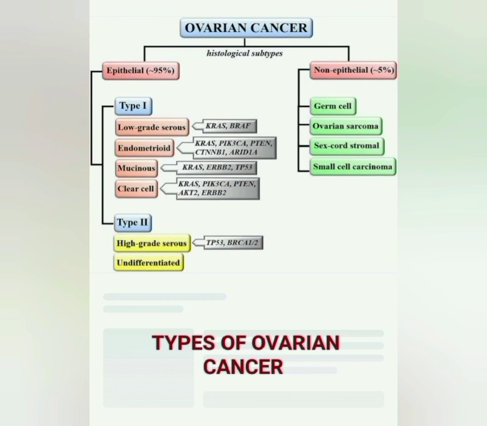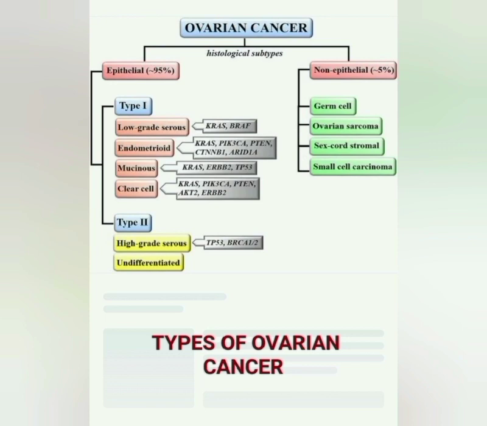The non-epithelial tumors are the germ cell tumors, ovarian sarcoma, sex cord stromal tumors, and small cell carcinomas. Depending upon the type, they can either arise from the ovarian surface or from the ovarian stroma. All of you know that the ovarian stroma produces the germ cells, and these tumors are associated with germ cell carcinoma. Their age incidence also varies, so we will learn at which age which tumor is more common.